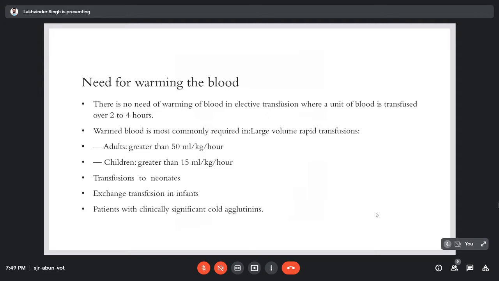And patients with clinically significant cold agglutinins. Sometimes patients develop some IgM type of antibody, which are cold agglutinins, which react at cold temperature. So when you warm the blood to 37 degrees Celsius and then you transfuse, the patient does not complain of any reaction. So it's a general practice that whenever we have cold agglutinins, it's better to warm the blood and then transfuse.